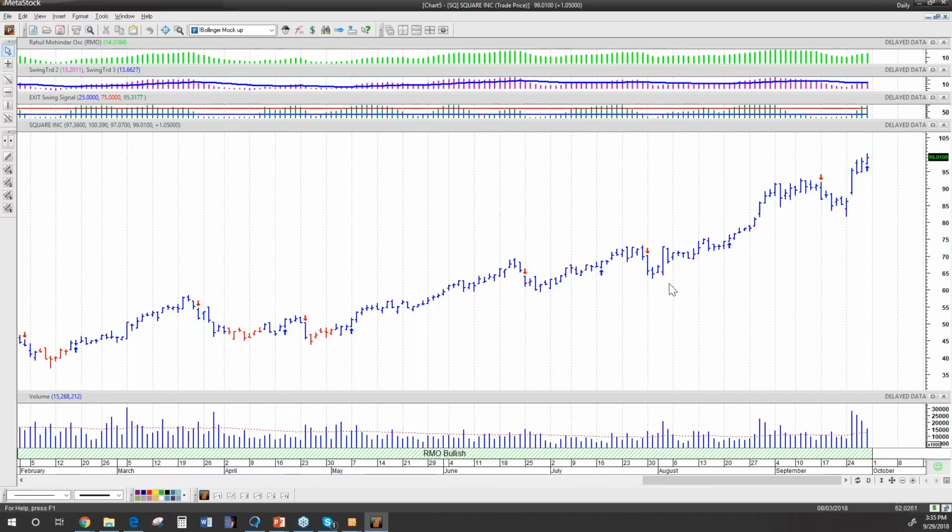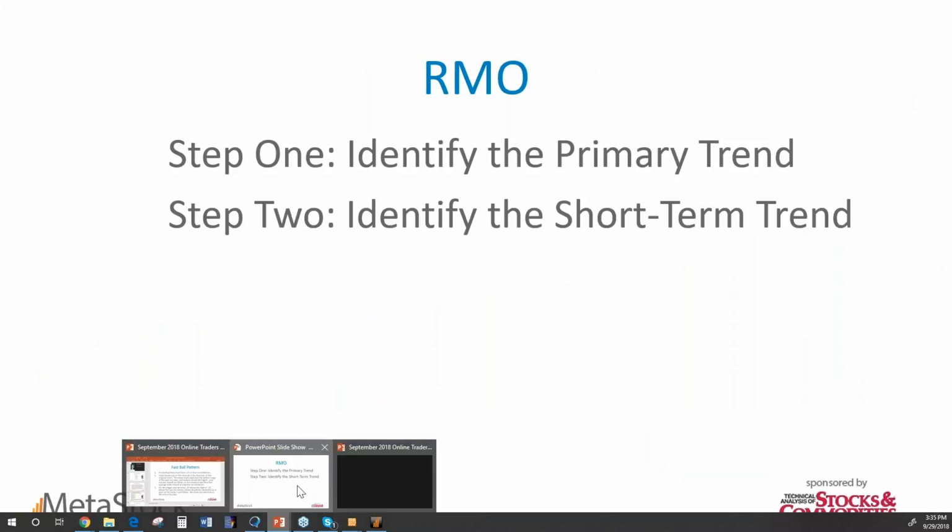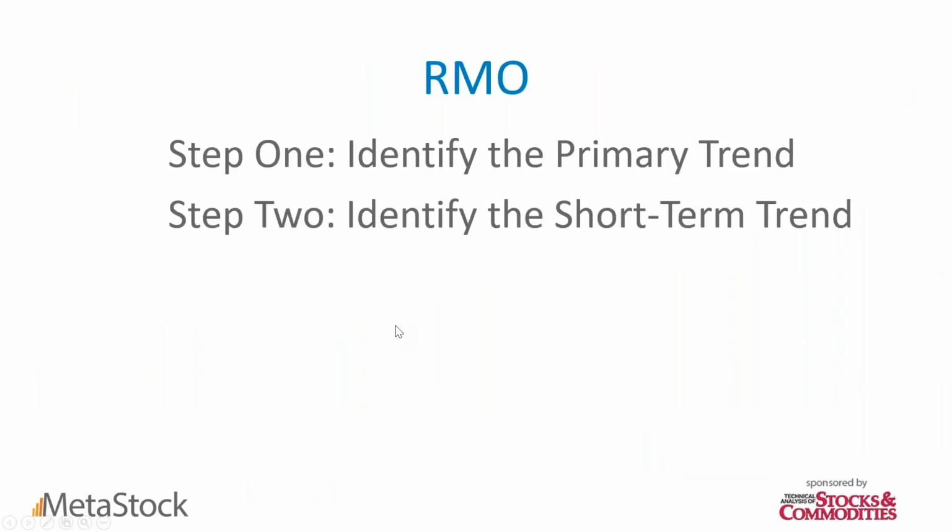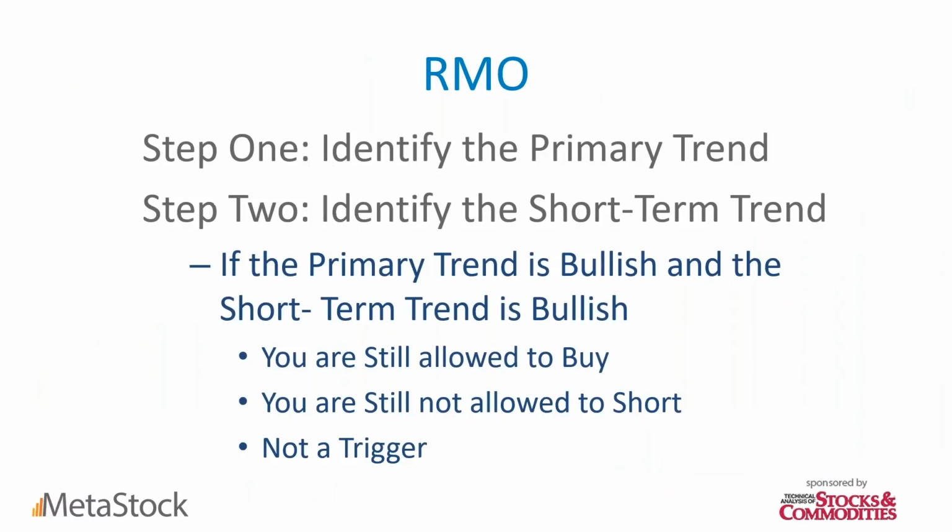Okay? Any questions so far? Okay, it is fairly straightforward, but do let me know if you have any questions. Okay, once we've identified the primary trend is bullish and the short-term trend is bullish, we're still allowed to buy. We're not allowed to go short, obviously, and it's not a trigger.